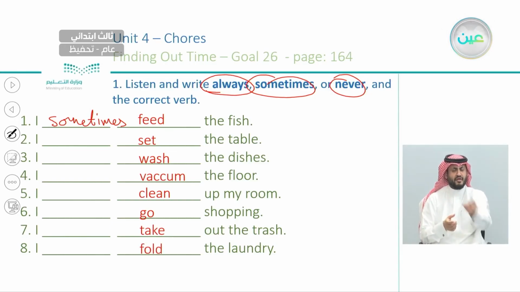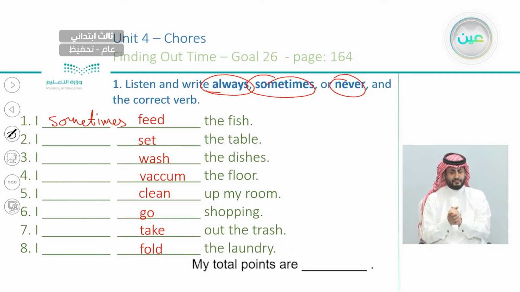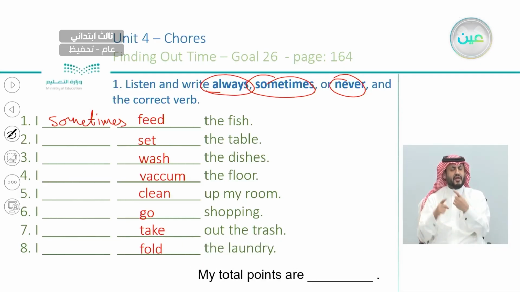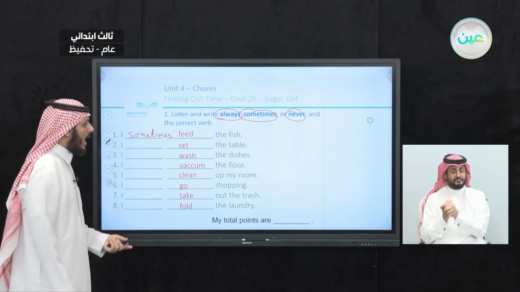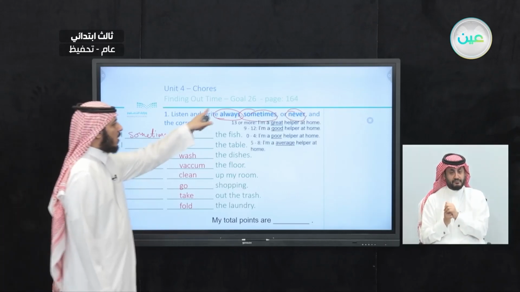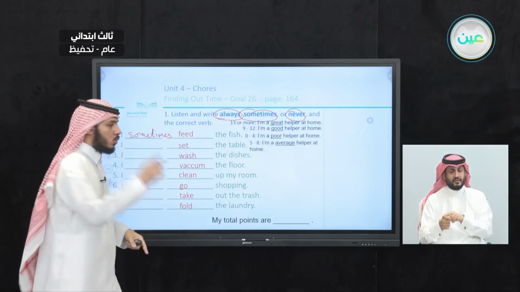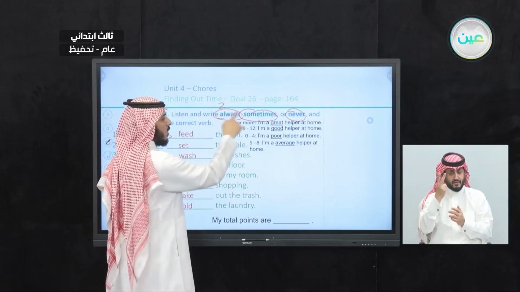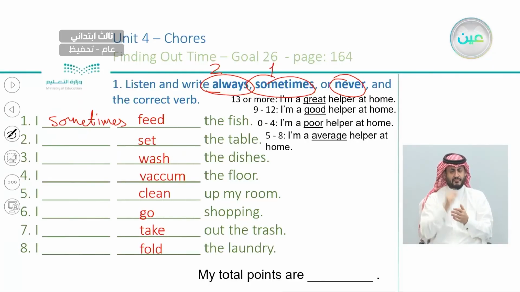So now what you will do, you will calculate the total points. If you have always, you will get 2 points. Okay? If you have sometimes, 1 point. If you say never, you will get 0 points. So sometimes here, that means what? 1 point. Okay? If you choose always here, 2. Never, 0. So you can calculate the points here. Write them here.